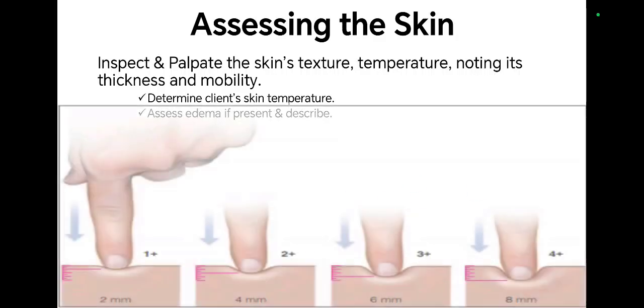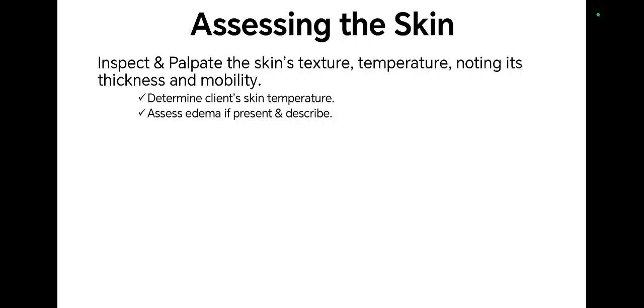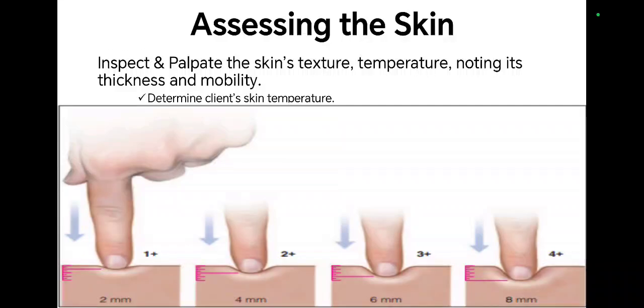Now, next is assess edema if present and describe it. So we have here the grades of your edema. Especially, you check the edema on the leg part of the patient, or where there is an increased prominence of bone. So you can easily check there the edema status of the patient. So positive 1 if your fingernail is dipped into 2 millimeters, and then 2 positive if it's 4 millimeters, and then 6 millimeters 3 positive, and 4 positive if it's 8 millimeters and above.